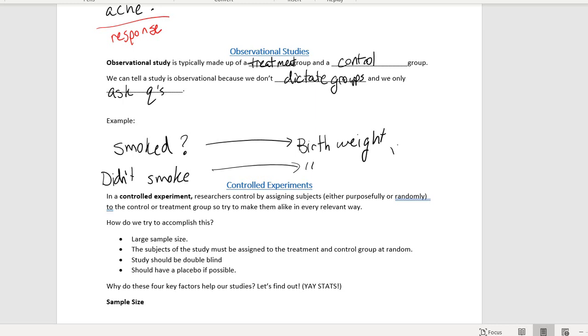And we would still be talking about the birth weights. So what the control group does is it gives us something to compare this group to. Okay.